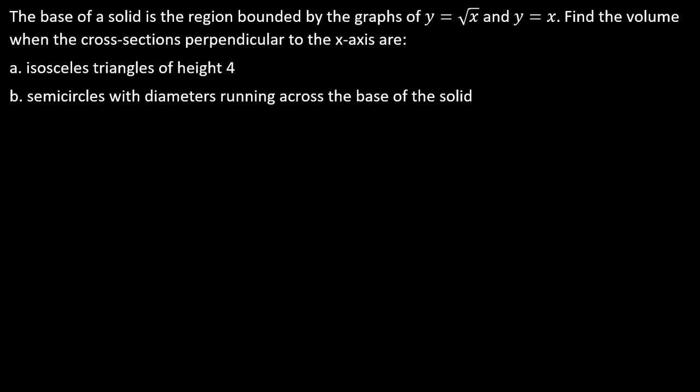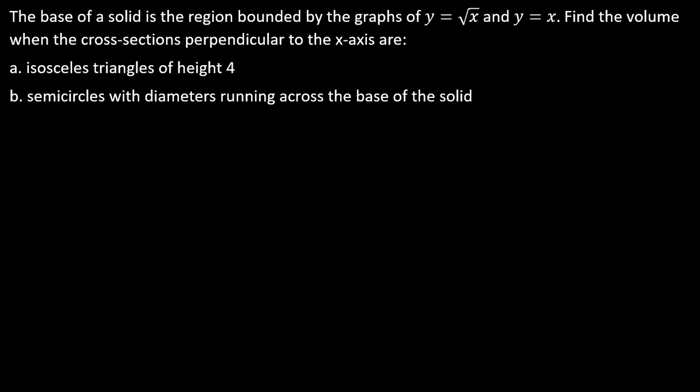All right, so the next problem has 2 parts to it. So the base of a solid is the region bounded by the graphs of y equals square root of x and y equals x. Find the volume when the cross sections perpendicular to the x-axis are either isosceles triangles of height 4 or semicircles with diameters running across the base of the solid.